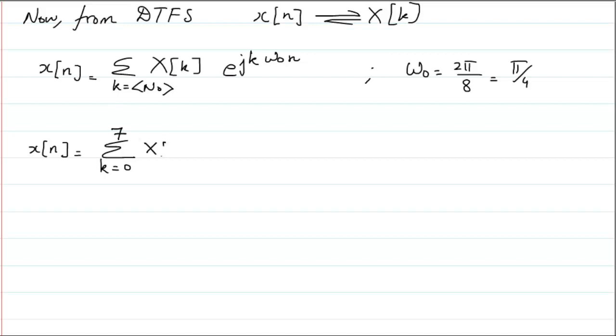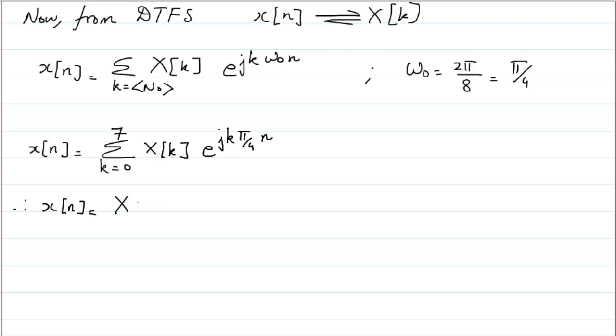X of k e raised to power j k omega naught is pi by 4 n, correct? So now if I expand this equation, x of n is equal to, now I am going to expand this equation right from 0.